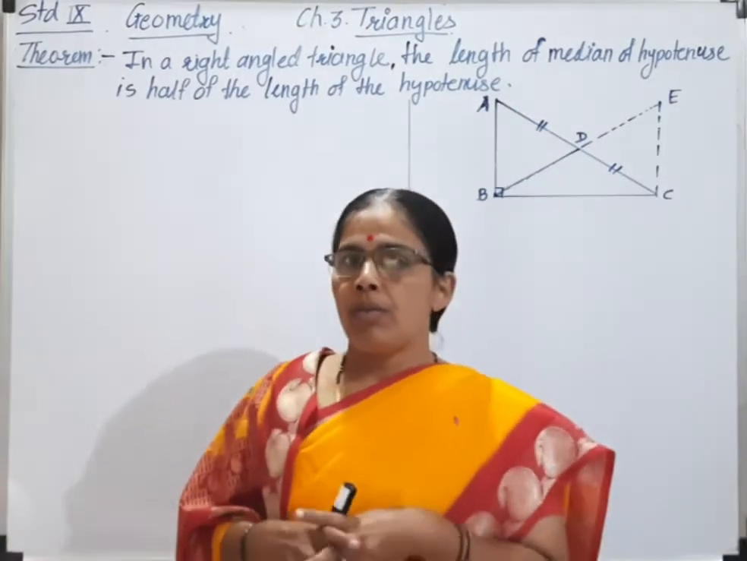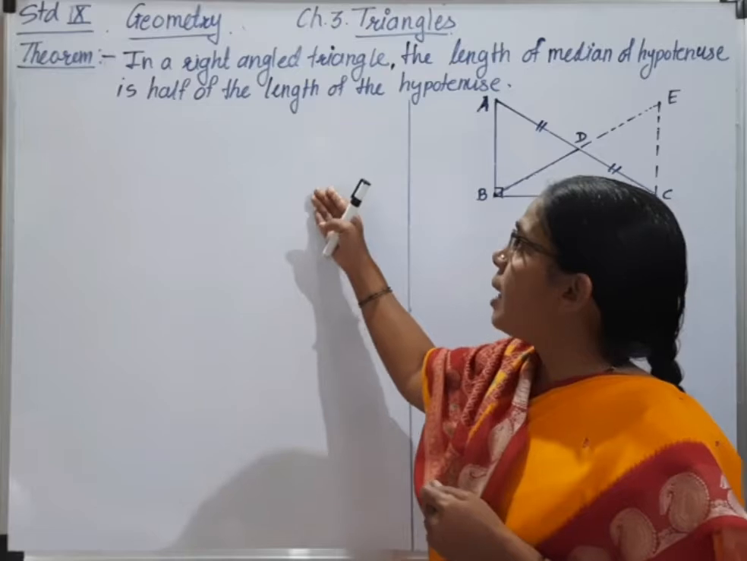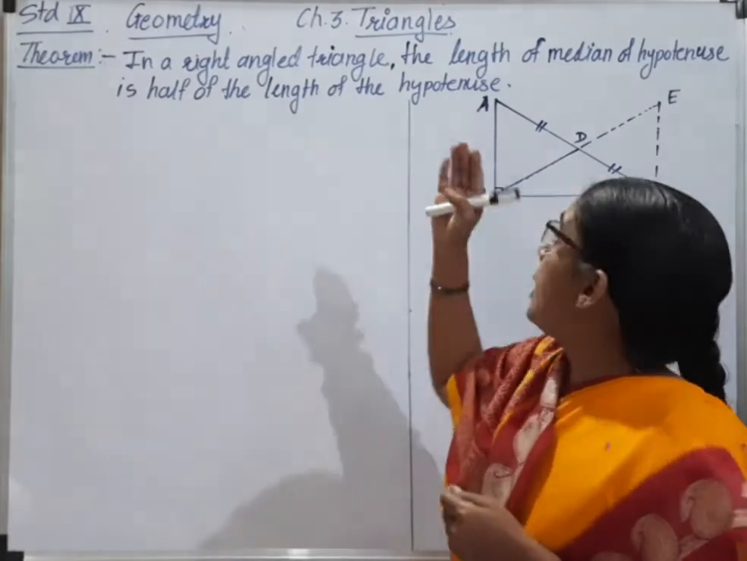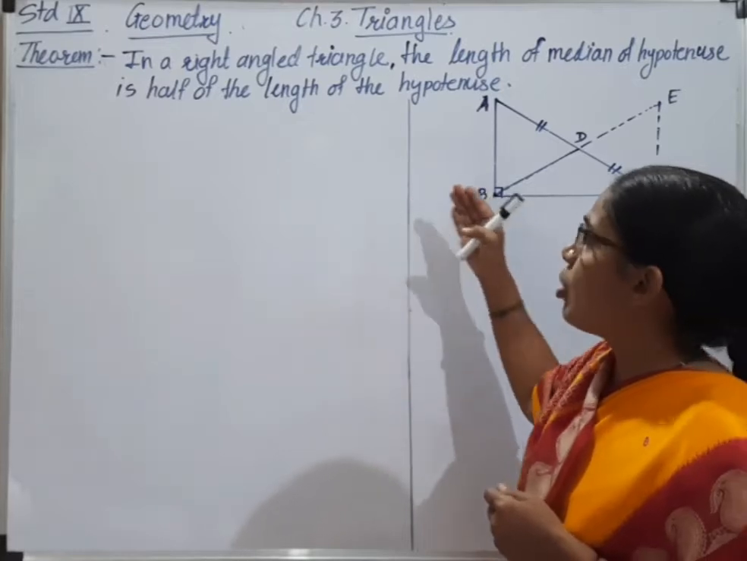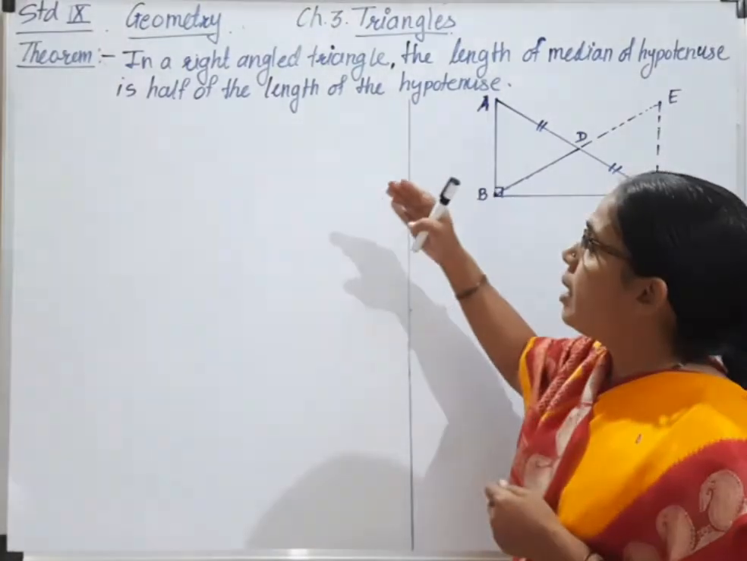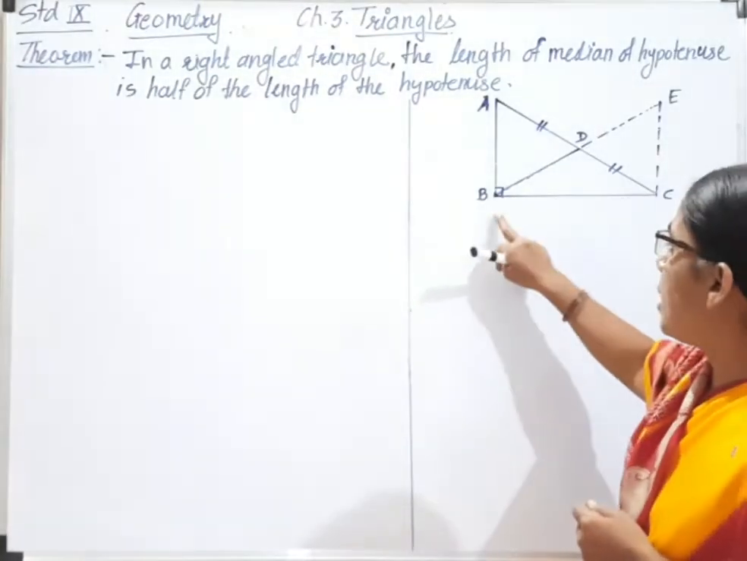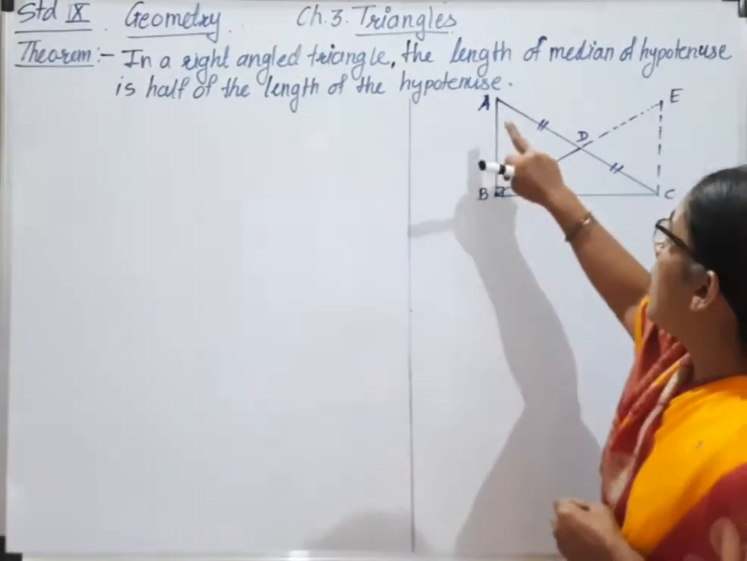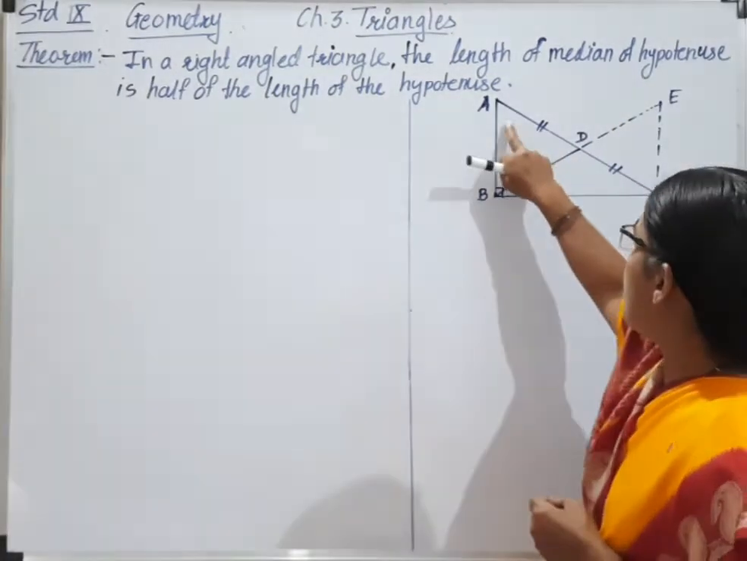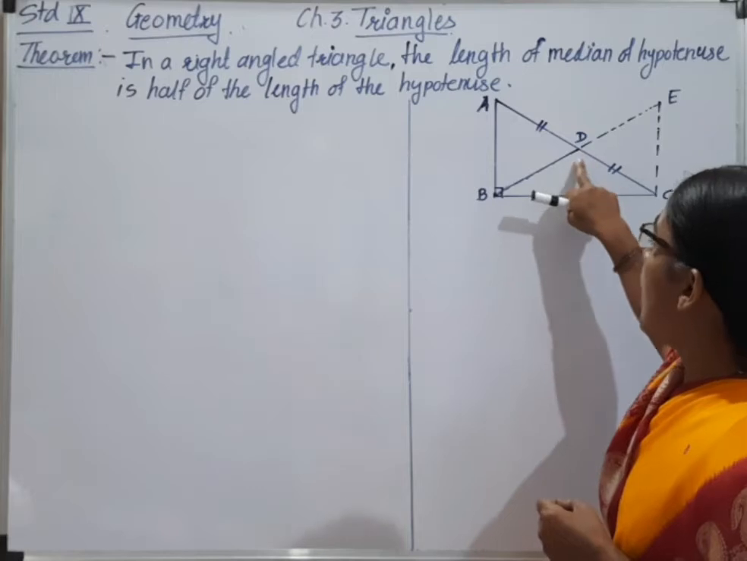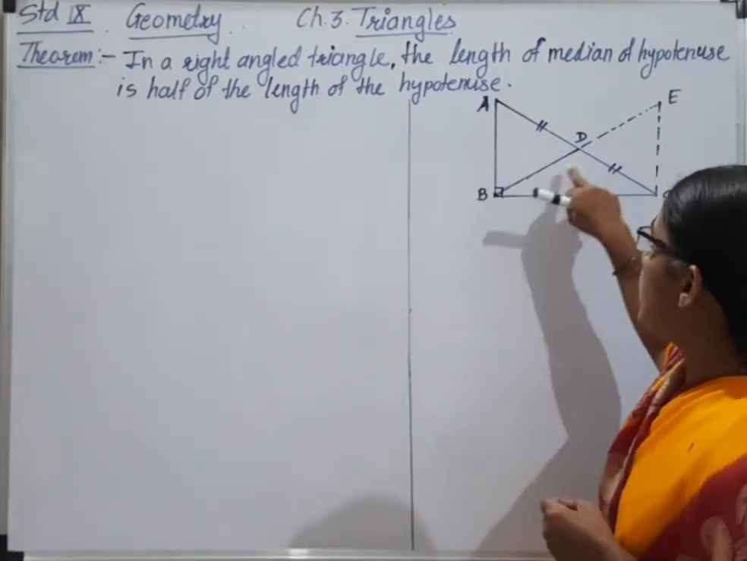Now today we are going to learn the next theorem: in a right angle triangle, the length of the median on the hypotenuse is half of the length of the hypotenuse. In right angle triangle ABC, this is a right angle triangle because angle B is 90 degrees. The length of the median BD, it is the median because D is the midpoint of AC, the hypotenuse. D is the midpoint of this hypotenuse, that's why BD is the median.